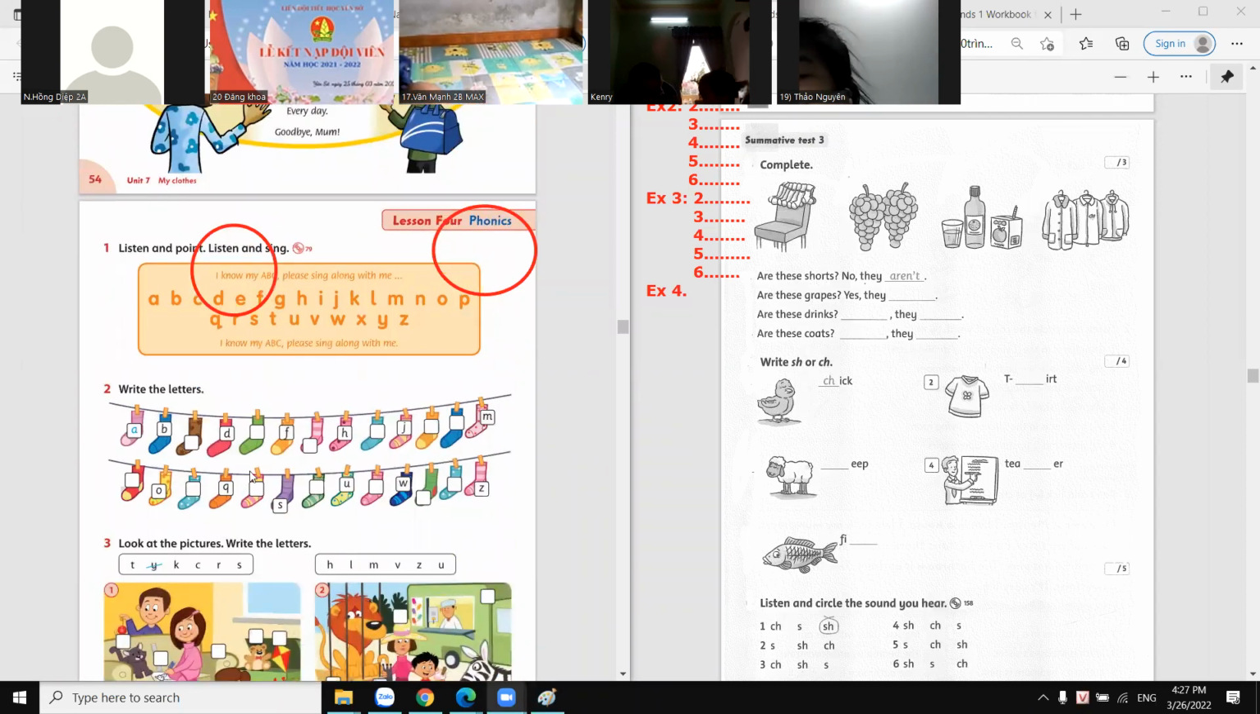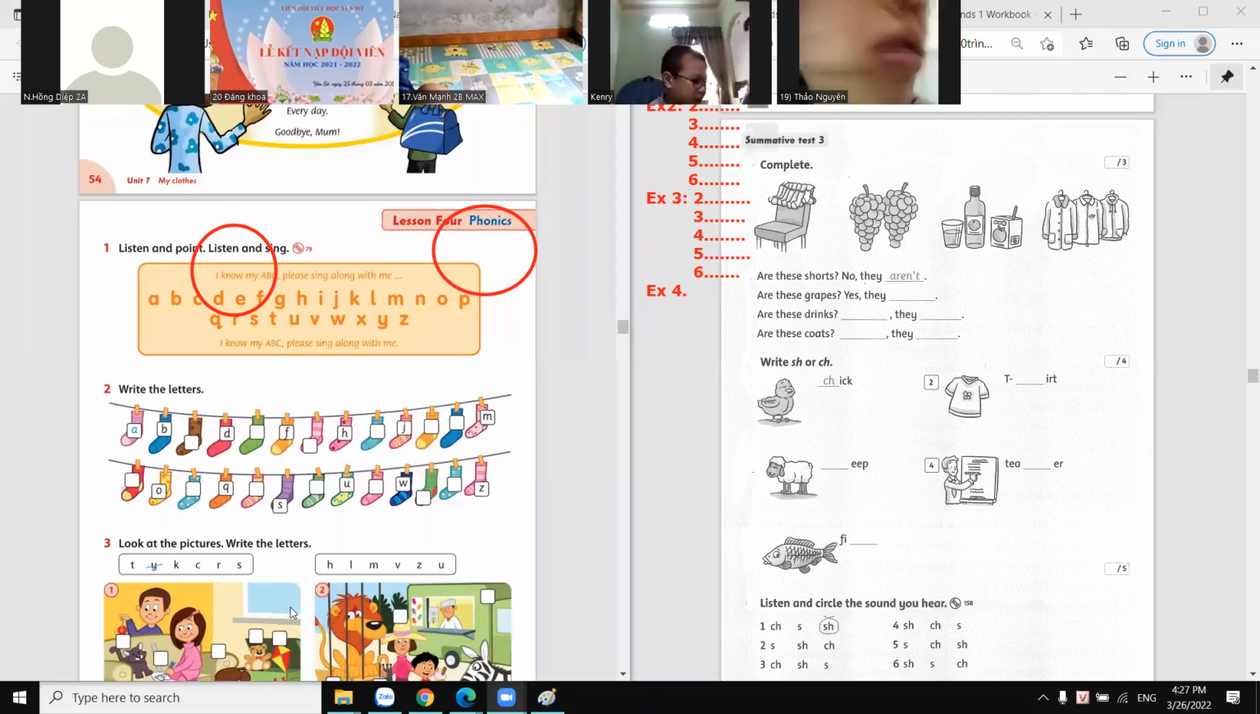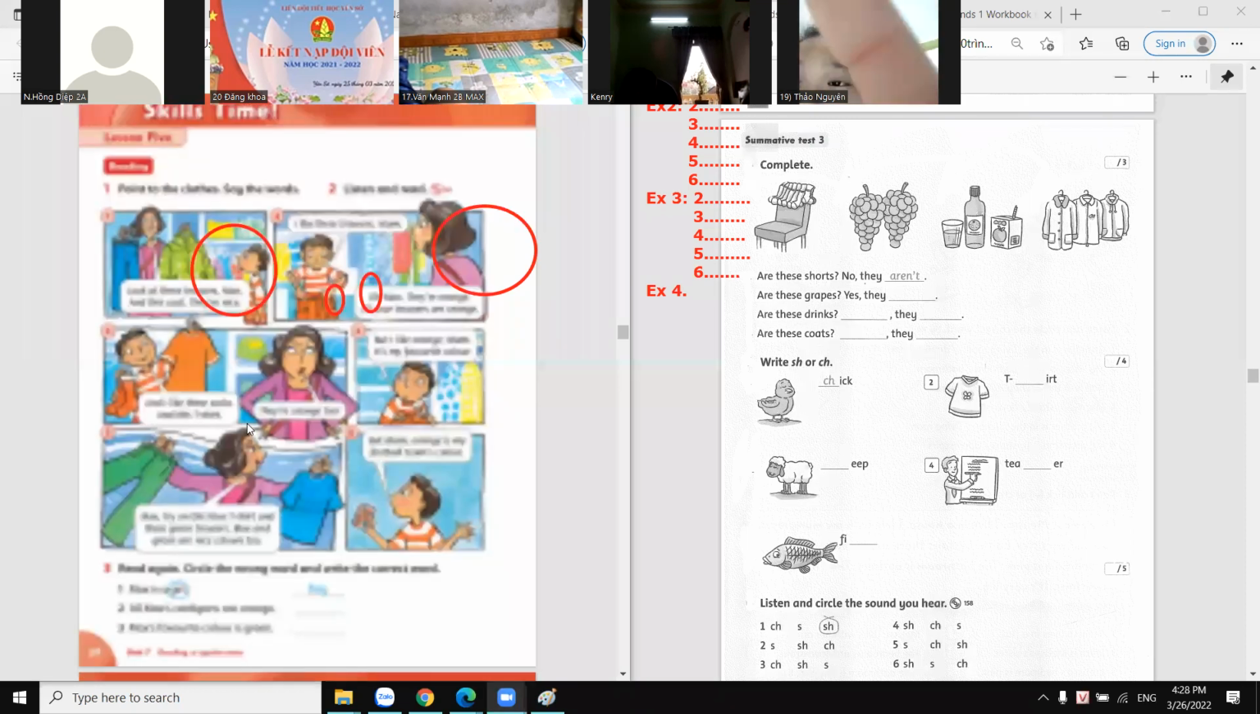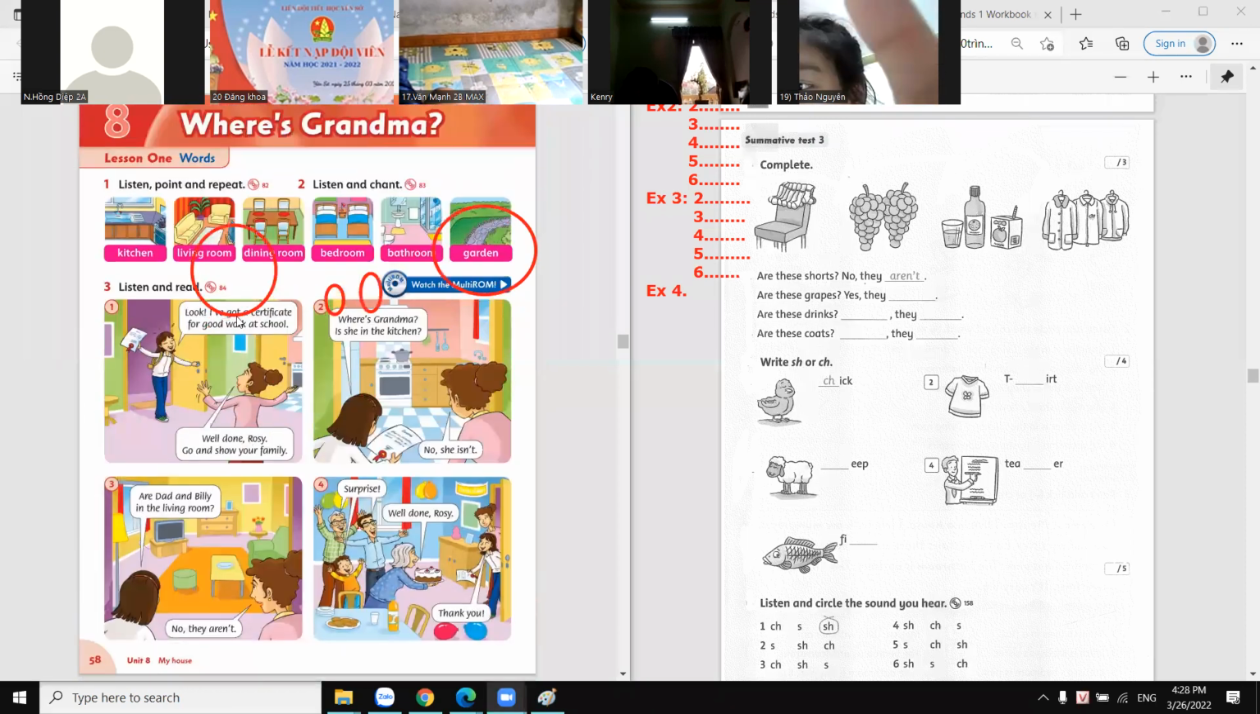Yeah. Now tell me about the letter. What letter is this? Letter L. Good. Letter J. Okay, good. Next one. Move on to house and room.